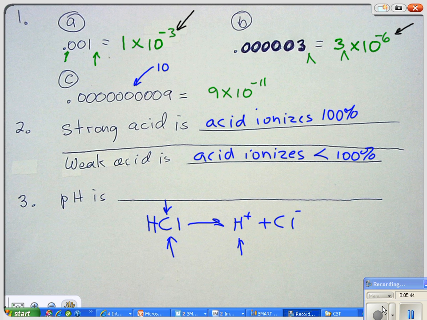It doesn't matter how much hydrogen is in the water. It has to do with whether it ionizes 100% or not. So a little bit of a strong acid goes a long way in terms of producing hydrogen ions and bringing the pH down.